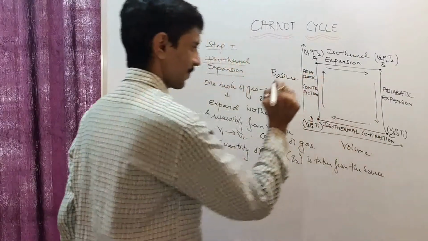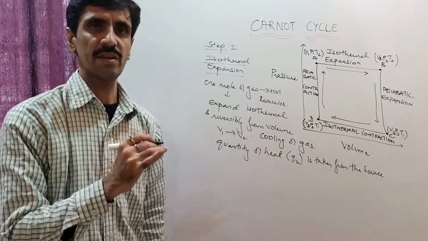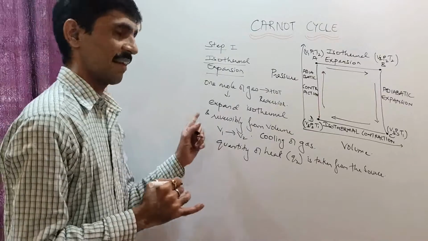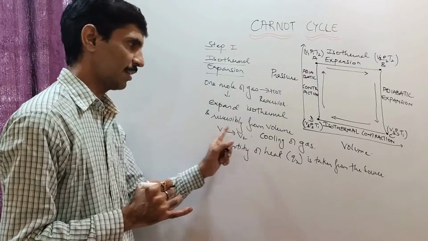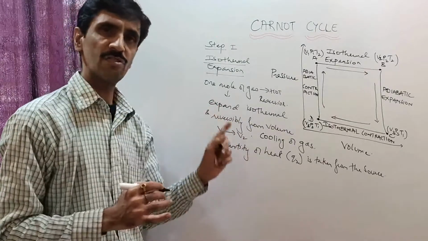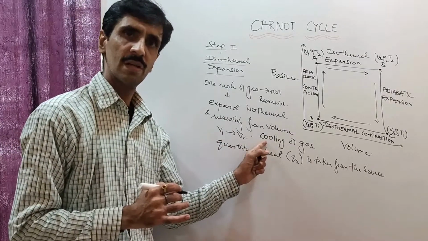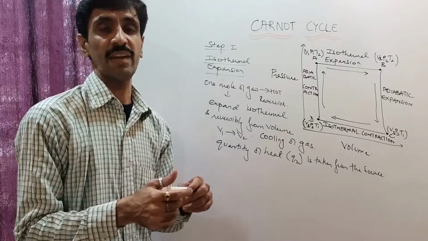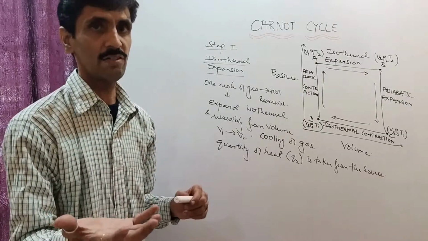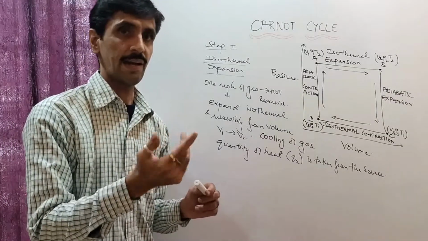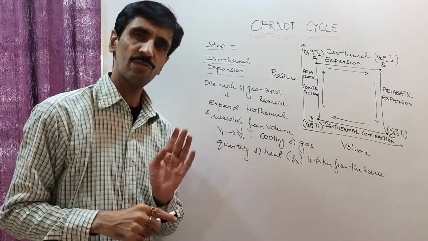Alright? So once again I repeat, initially the gas is placed in a hot reservoir. Next, it is allowed to expand isothermally and reversibly from a volume of say V1 to V2. Due to the expansion taking place in isothermal conditions, there is going to be cooling of the gas, and therefore a change in the temperature. To maintain the isothermal conditions, the temperature has to be raised, and it can be raised by absorbing Q2 amount of heat from the source.